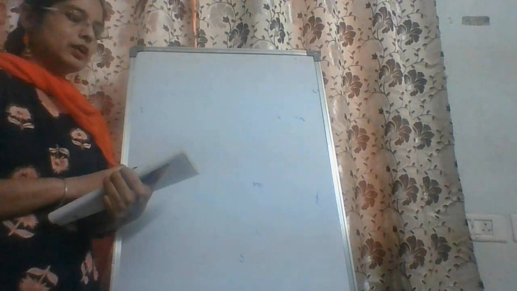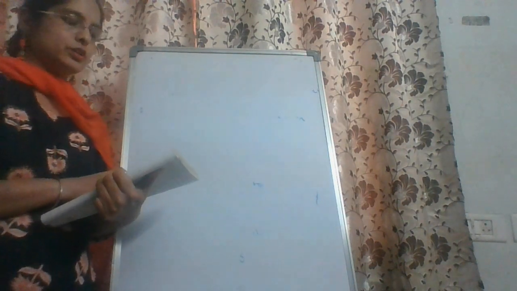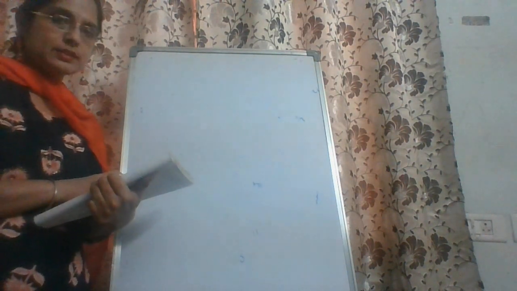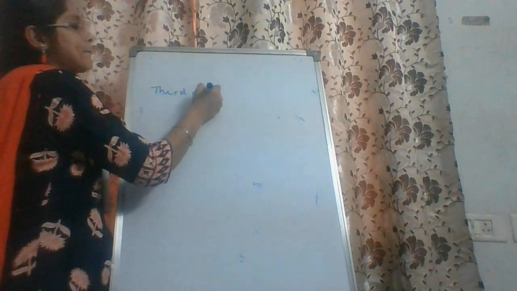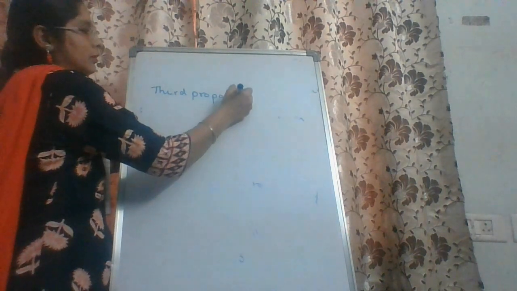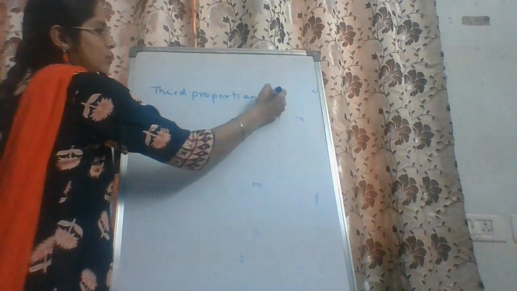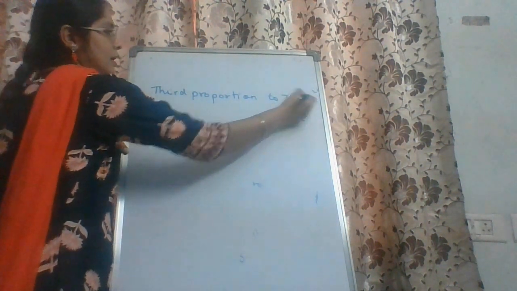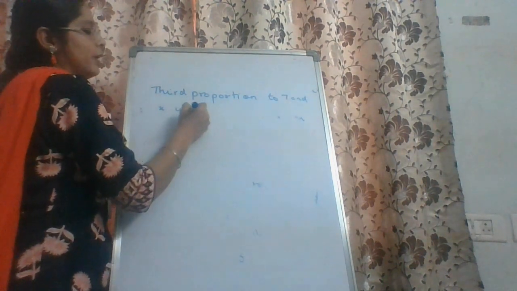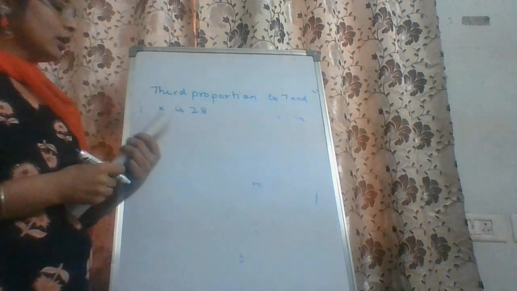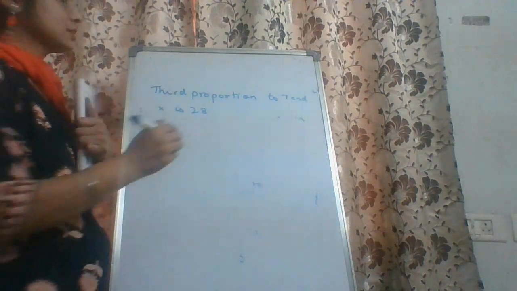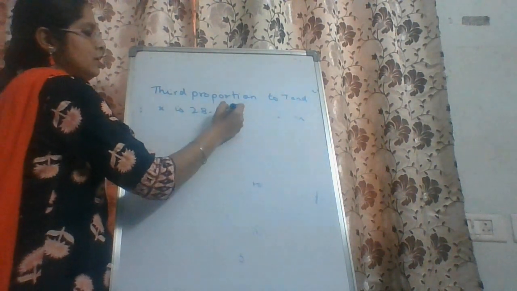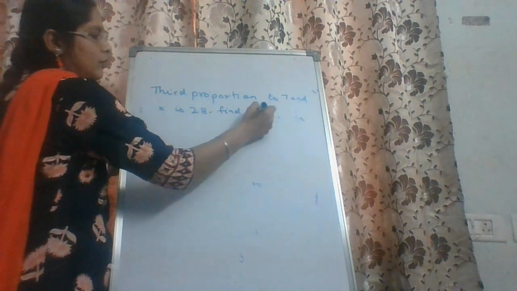Next question. If the third proportion to 7 and x is 28, I am given third proportion to 7 and x is 28. You have to find the value of x. That means what is x equal to? Find the value of x.